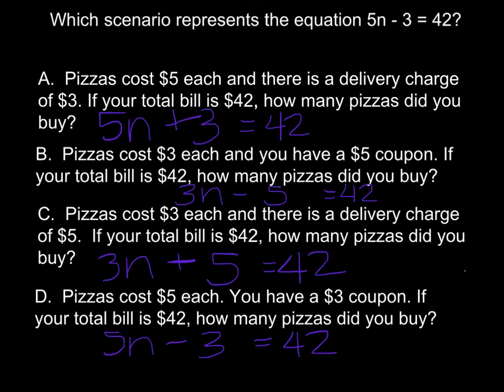So now that you have an equation written for each scenario, match the equation that's given to you. So the correct answer in this case is D. Pizzas cost $5 each, you have a $3 coupon, and you have a total bill of $42.